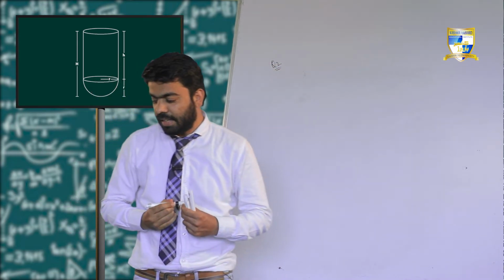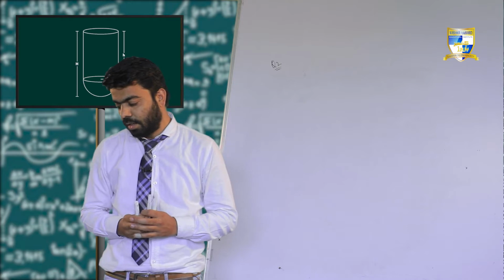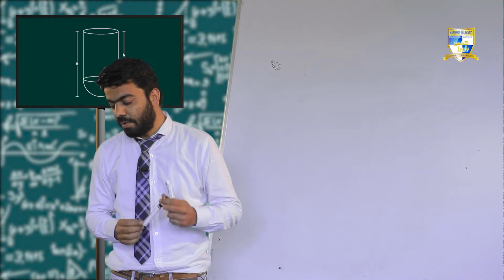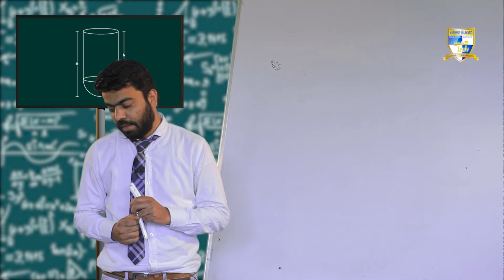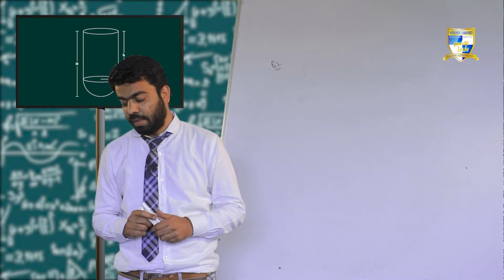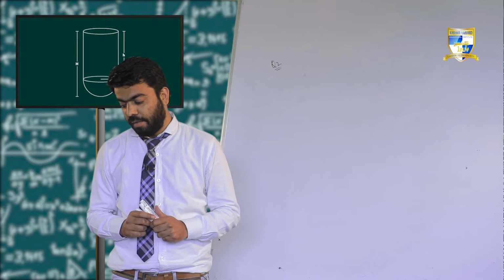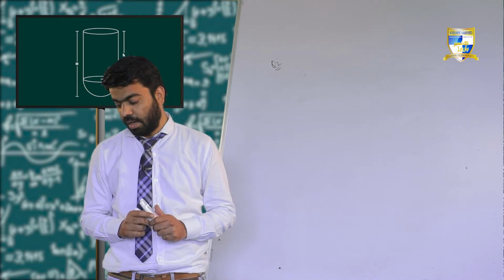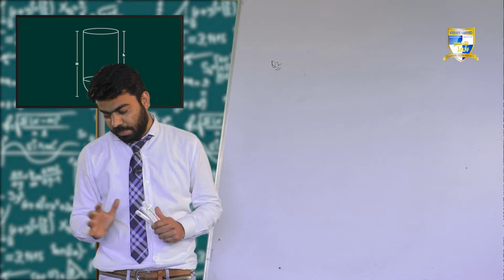The question is like this. A vessel is in the form of a hollow hemisphere mounted by a hollow cylinder. The diameter of the hemisphere is 14 centimeter and the total height of the vessel is 13 centimeter. Find the inner surface area of the vessel. So what does the question basically say?